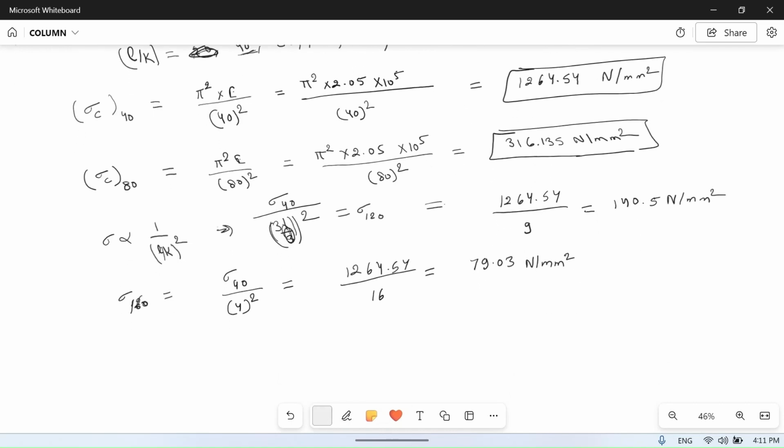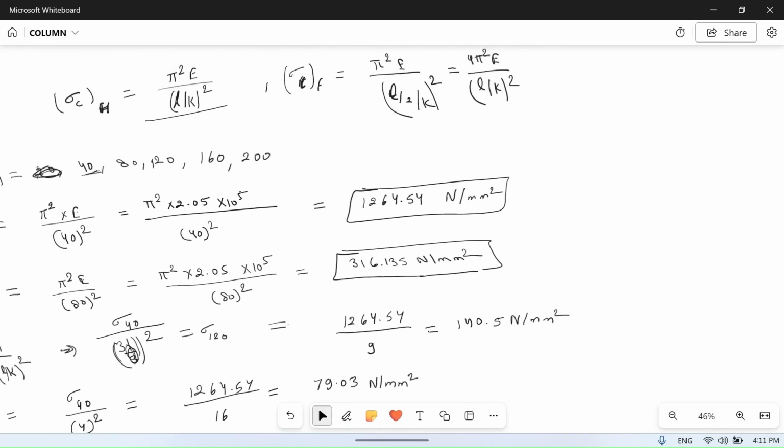Similarly, sigma 200 will be equal to sigma 40, and 200 is 5 times of 40, so it will be divided by 5 square. So it will become 1264.54 divided by 25. So it will become 50.58 Newton per mm square. Now this is for the case when both ends were hinged.